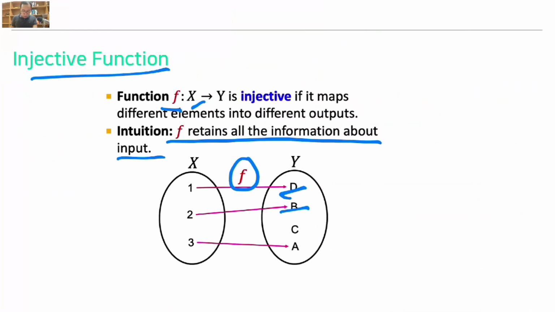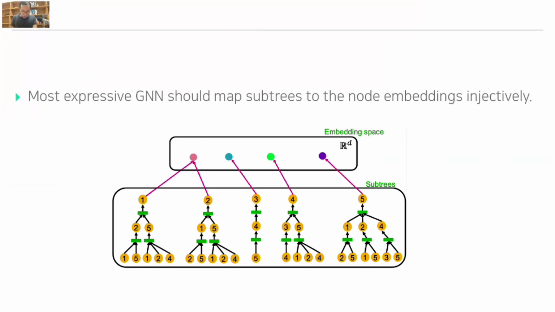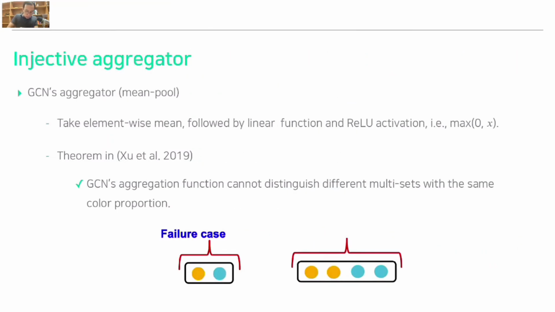So let me show you one by one. They try to say that the GNN should be able to represent the subtrees injectively in the output embedding space. The injective aggregator is able to map the different subgraphs onto the embedding space with different outputs. So that is what they want to show in the paper. And let me show you the injective aggregators.